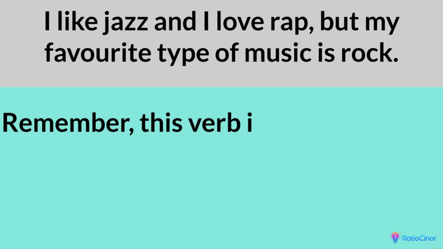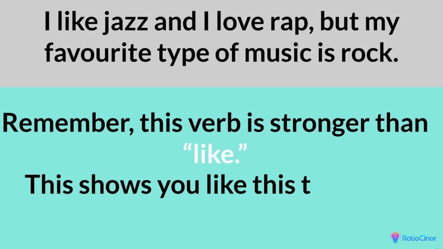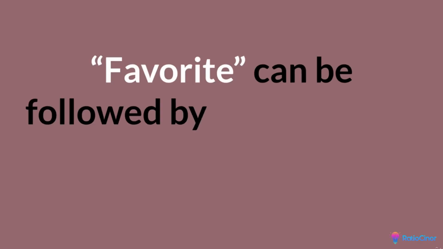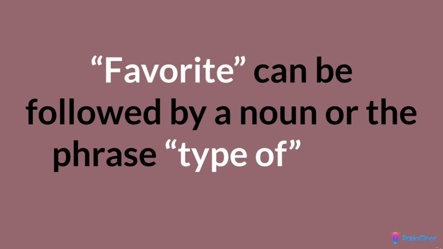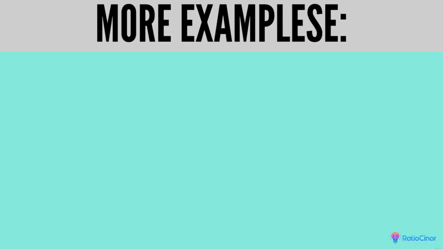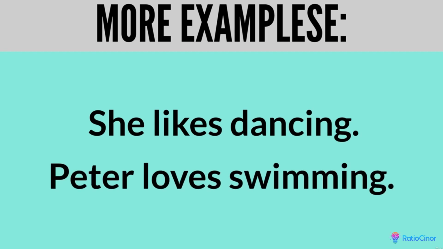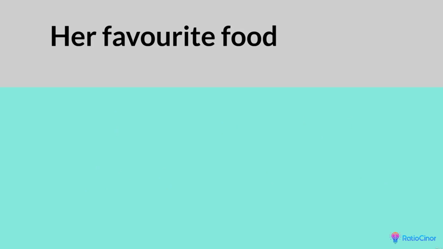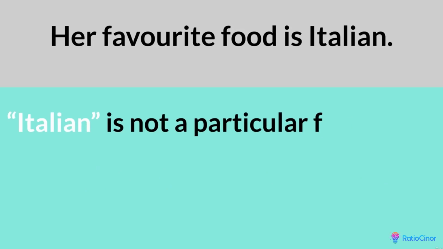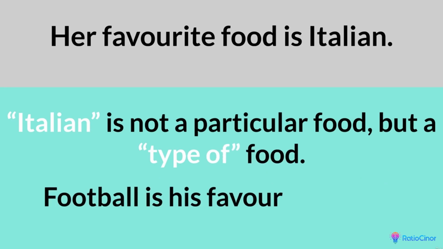Remember, this verb is stronger than like. This shows you like this thing the most. Favorite can be followed by a noun or the phrase "type of" and a noun. More examples. She likes dancing. Peter loves swimming. Her favorite food is Italian. Italian is not a particular food, but a type of food. Football is his favorite sport.